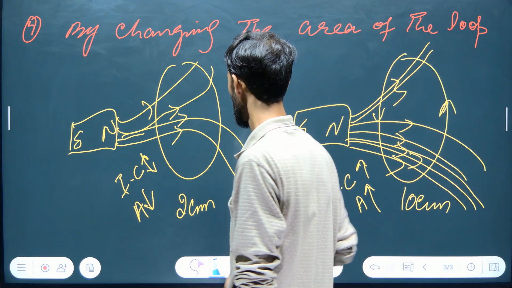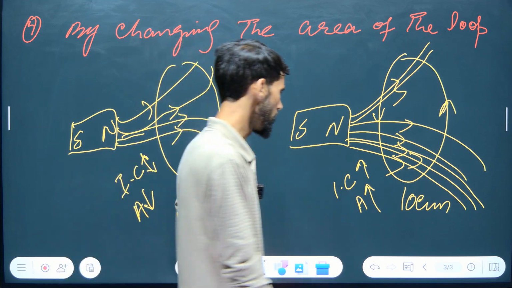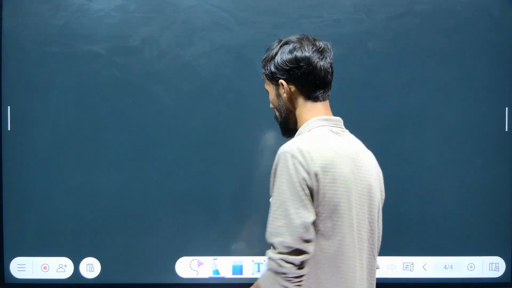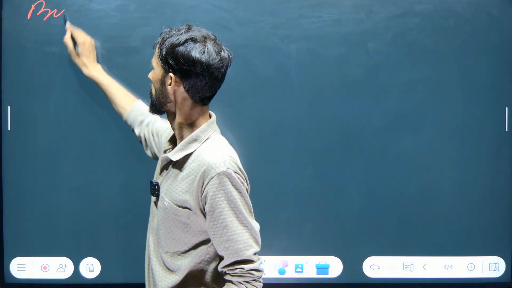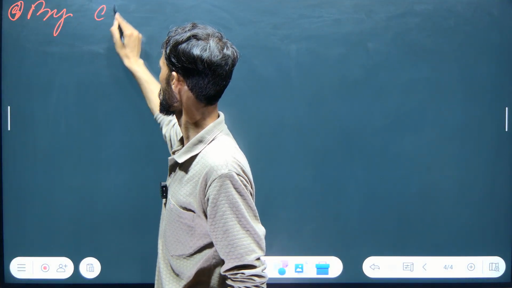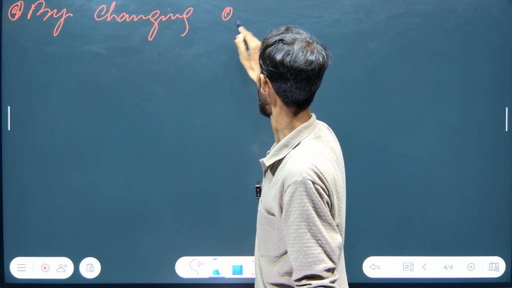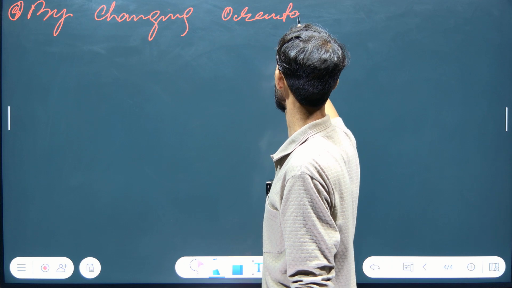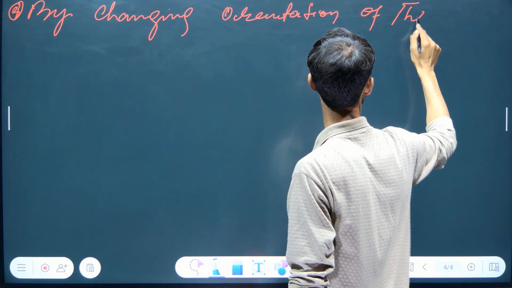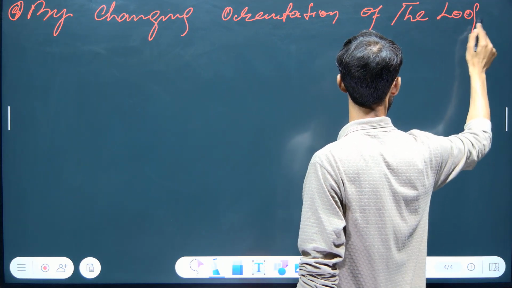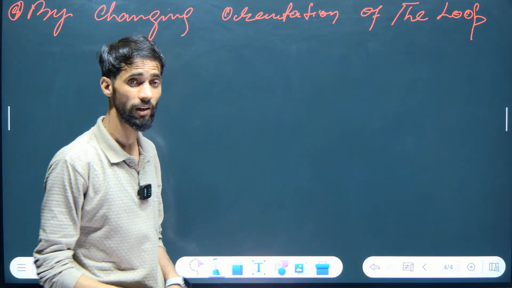This is the second way how to generate induced current inside the loop. My dear students, the third way is by changing the orientation of the loop. This is the third way how to generate induced current inside the loop.